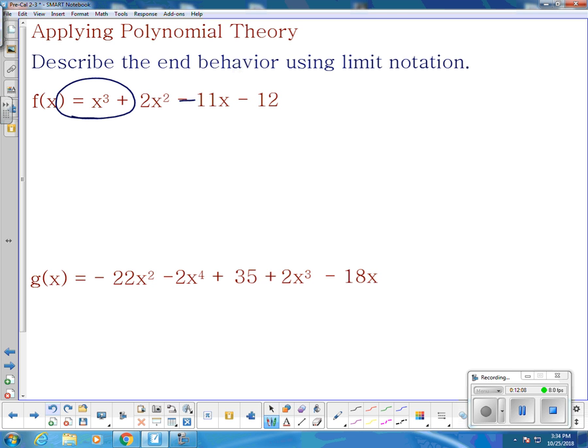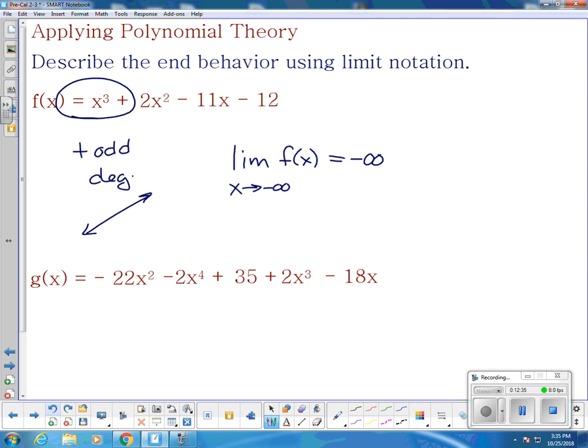We are looking at a positive odd degree. I don't even care that it's a 3. I just need to know it's a positive odd. So it's going to have the same end behavior as my positive linear function. So the limit as x approaches negative infinity of the function f of x. What is the height approaching on the left side? It's approaching negative infinity. On the right side of that line, it's got to go opposite. So it would be going to positive infinity, low to high.